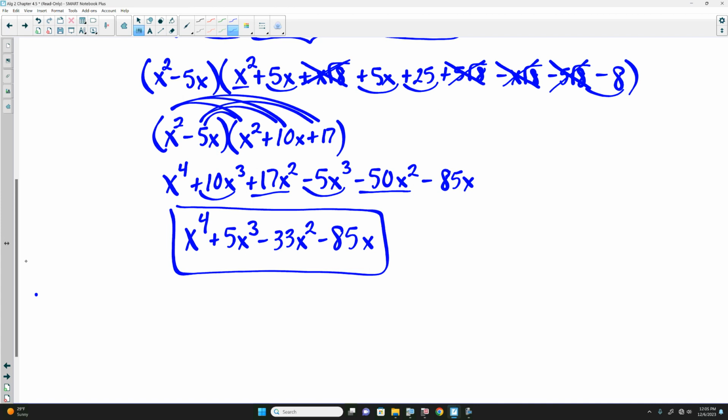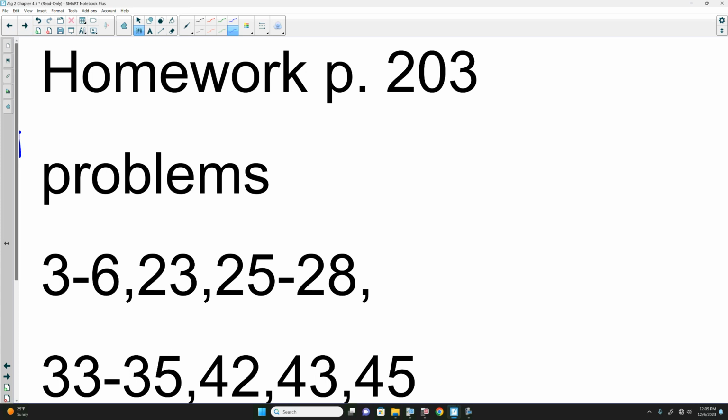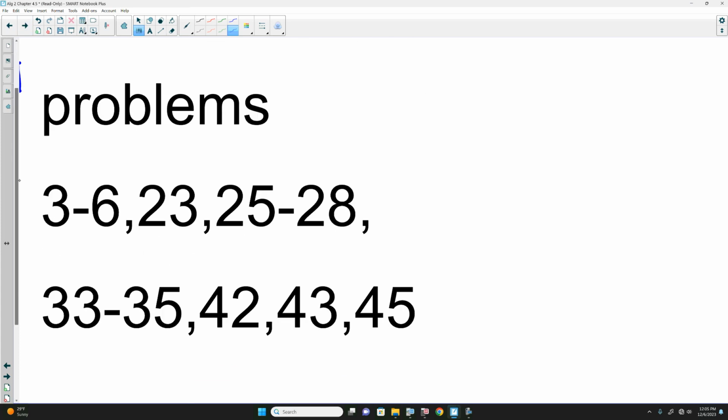Now, I originally had y'all doing problems out of the, well, quote-unquote book, the printed version of the book. But I decided not to have y'all do this problem set here. We're going to do this worksheet.